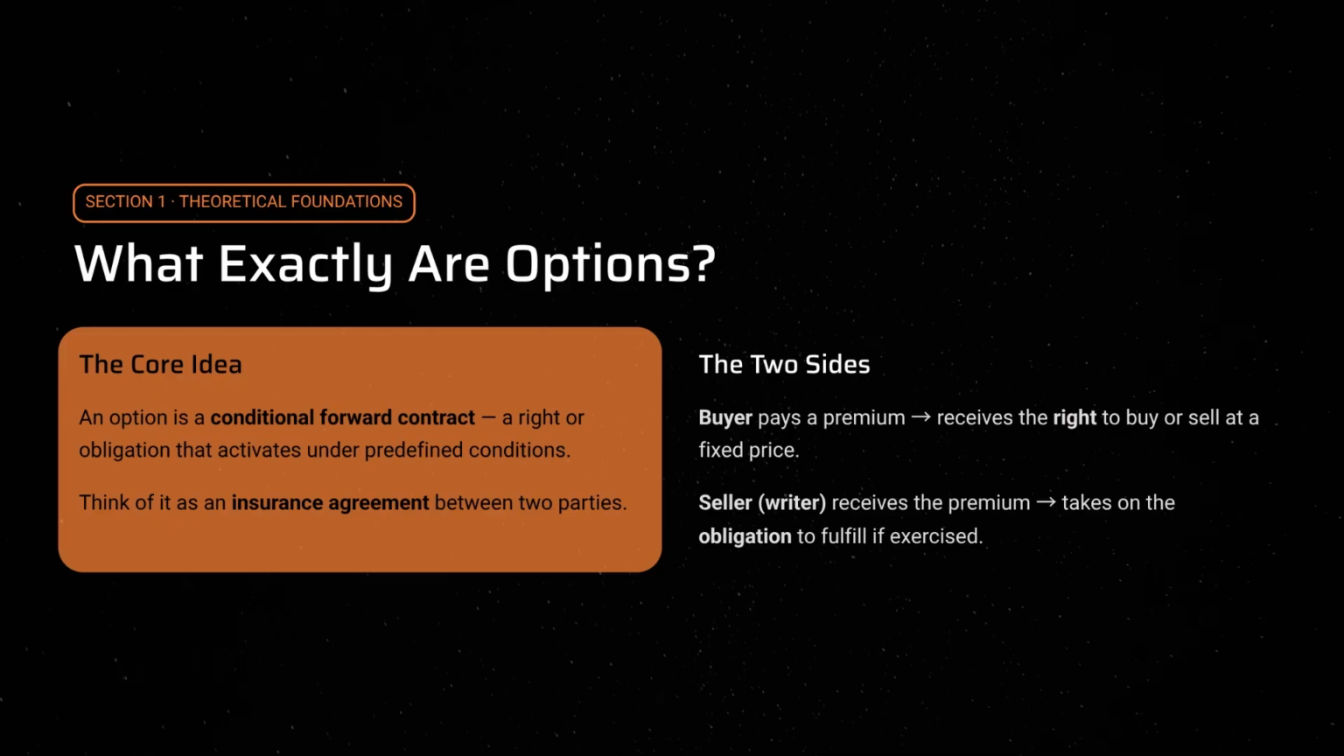In exchange, they receive the right, but not the obligation, to buy or sell a specific quantity of the underlying asset at a predetermined price known as the strike price, either within a set time period or on a specific expiration date. The seller of the option, often referred to as the option writer, receives this premium as income. In return, they take on the obligation to fulfill the contract if the buyer decides to exercise their right.